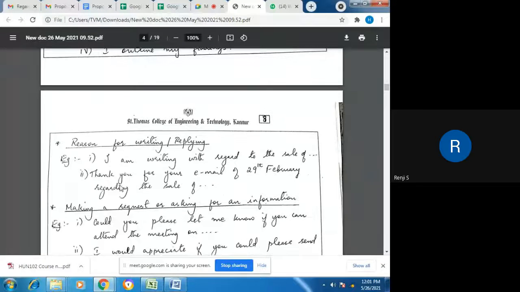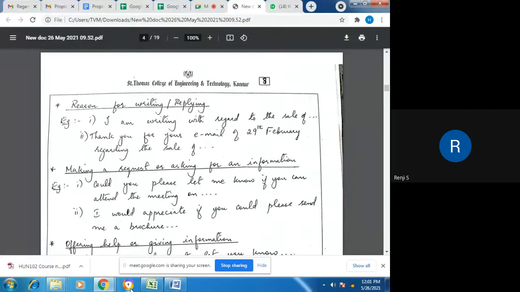Now, another thing is the reason. You should state the reason for writing, or the reason for replying to some technical reports. If you're going to give a reason, then you can use these sentences. For example, if you are replying to a marketing agency, then you can write, I am writing with regard to the sale of, etc. Whatever is the matter, you can continue.